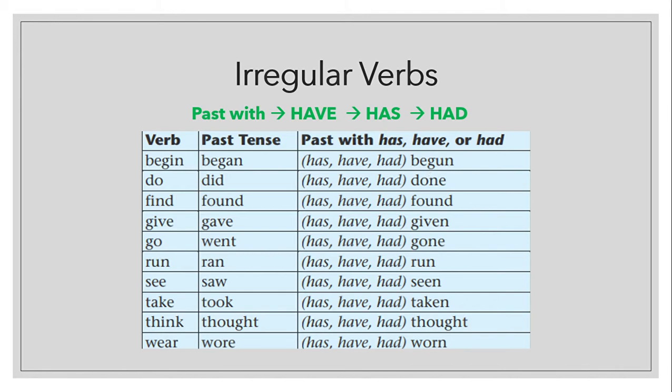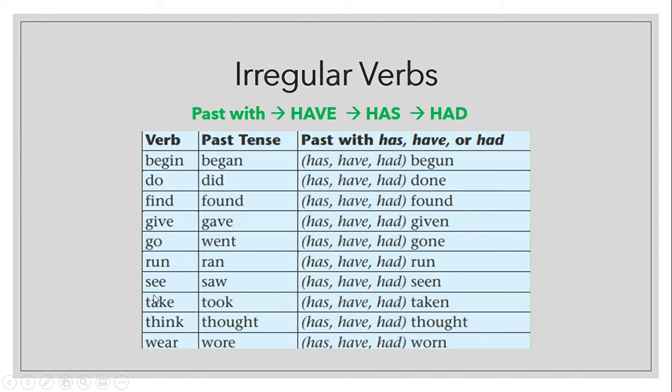Okay, there is a third form when there is have, has, and had. Do you understand? Find, found, found. Give, gave, given. Go, went, gone. Run, ran, run. See, saw, seen. Take, took, taken. Think, thought, thought. See, 2 of the forms are the same here. Again, we have find, found, found. We have 2 the same, but the rest are different.